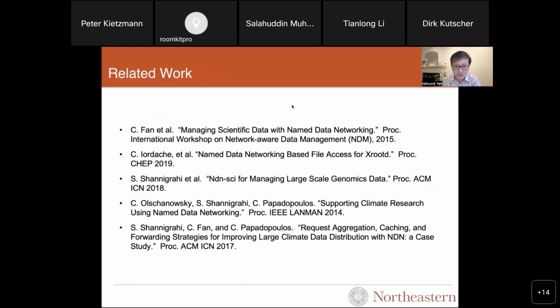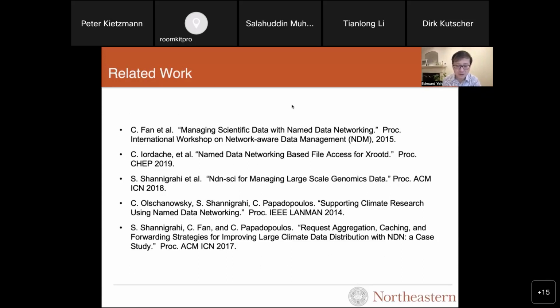And there's been related work in the application of ICN protocols to science programs. I would just mention that the first two there have to do with more preliminary work from our team in the area of high energy physics. The third one is in the area of genomics, and the last two are in the area of climate. We're going back a couple of years.